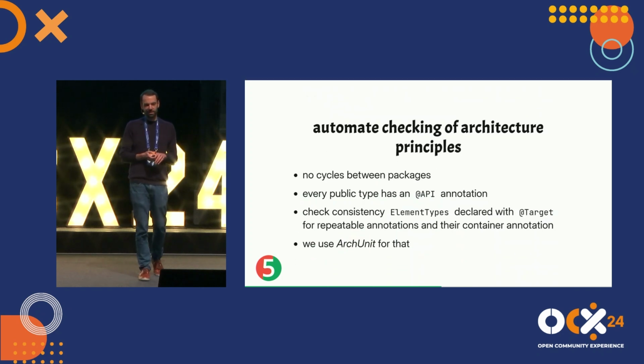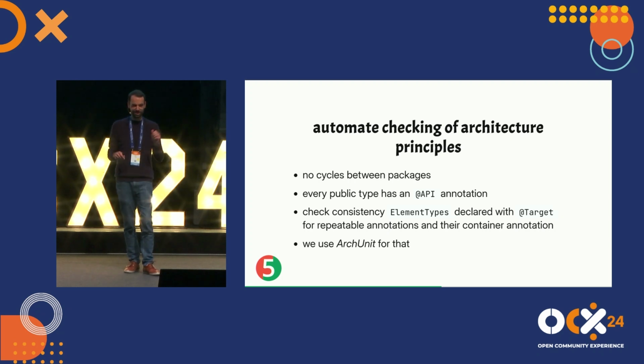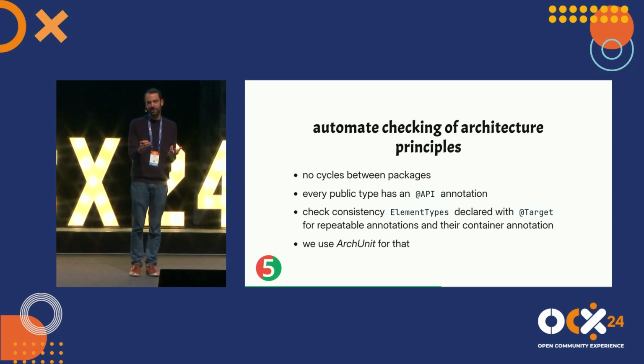Yes, we also automated some architecture principles that we want to check for. So we check for cycles between packages, that there are none. We have this API annotation, as I mentioned. So we verify that each public type actually has an API annotation, so it declares its status. Recently, I've added a check for the consistency of the element types declared with the target annotation, because we have some annotations that are actually repeatable. And if you don't have those consistent between the actual annotation and the container annotation, things don't behave the way you want them to.